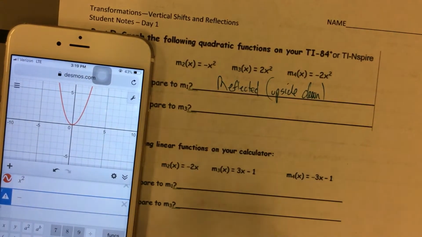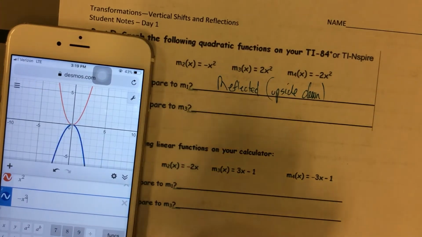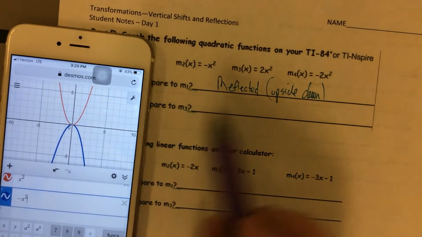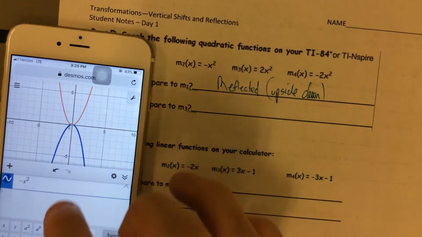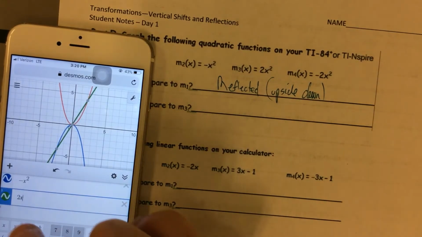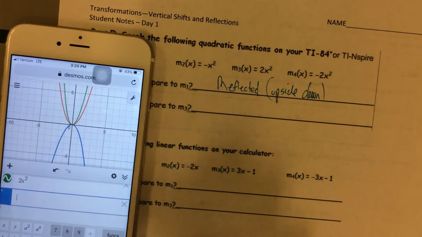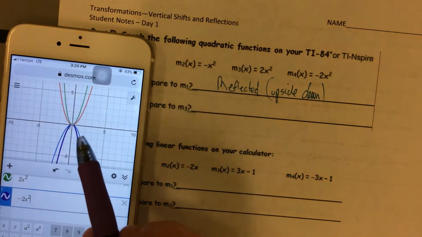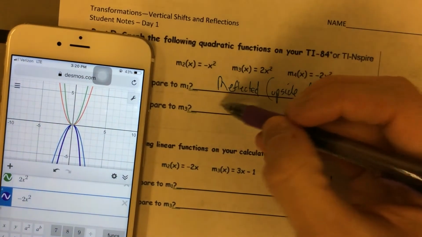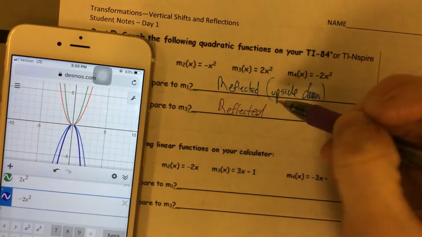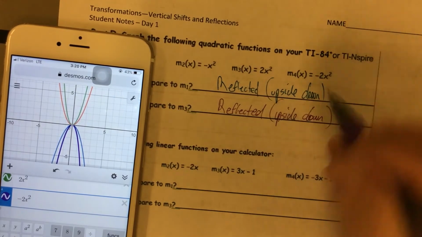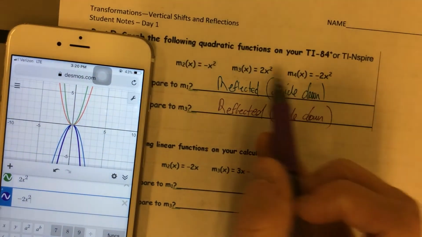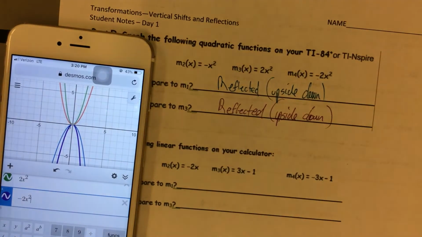This is M2. So negative x squared, and that's the blue one. And as you can see, it reflected. It went upside down. So let's go ahead and do this other one. 2x squared. So that's our green one. And we also have negative 2x squared, which is our purple one. So again, it reflected, it went upside down. So it looks like making that negative, we'll just flip it. That'll give us a reflection.